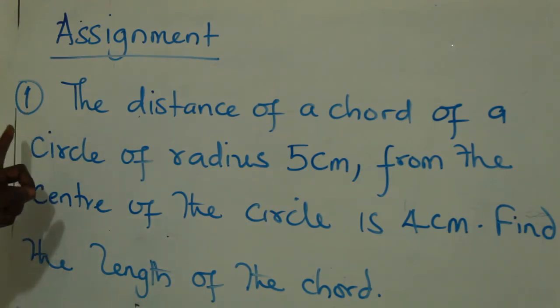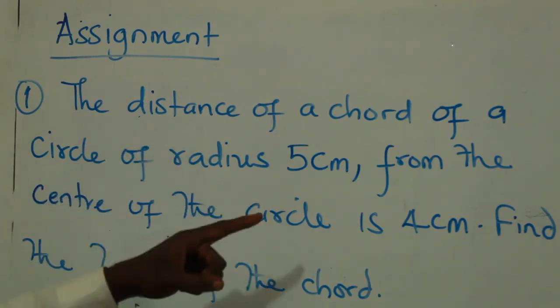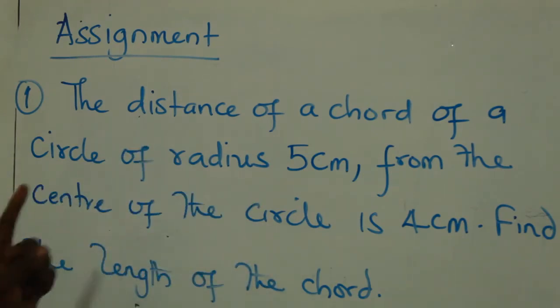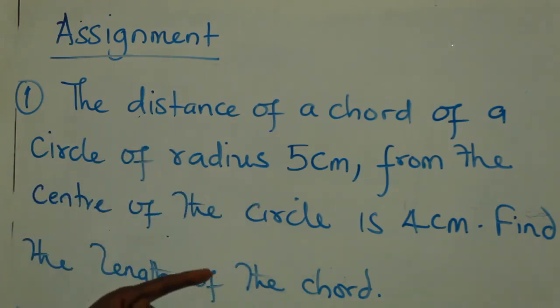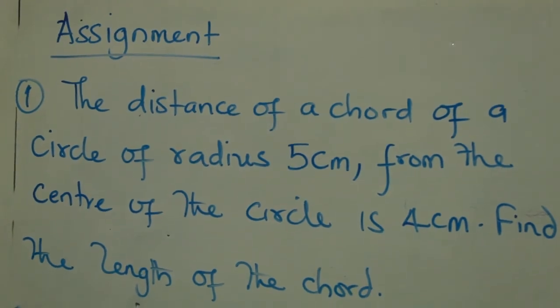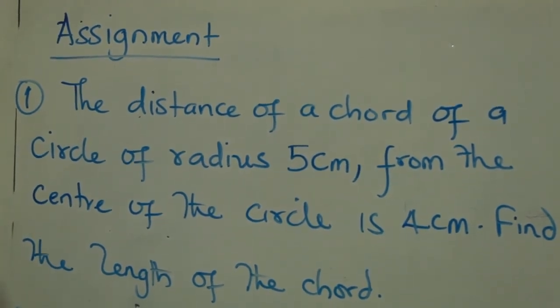The assignment is: the distance of a chord of a circle of radius 5 cm from the center of the circle is 4 cm. Find the length of the chord.